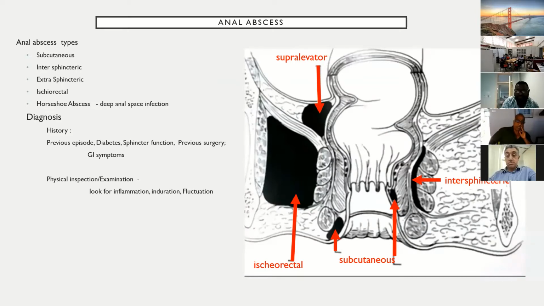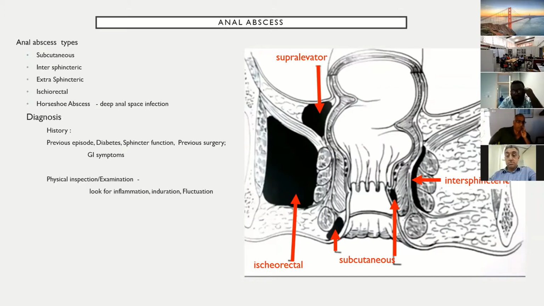How to make a diagnosis? It's very important to take a history. You have to ask the person whether they had any previous episodes. Diabetes is important, particularly if they are type 1 diabetic. The abscess needs to be drained fairly quickly, otherwise they become very septic. We need to know about sphincter function, whether they have any passive or active incontinence. Also we need to know whether they had previous surgery and other GI symptoms such as irritable bowel syndrome and so on.